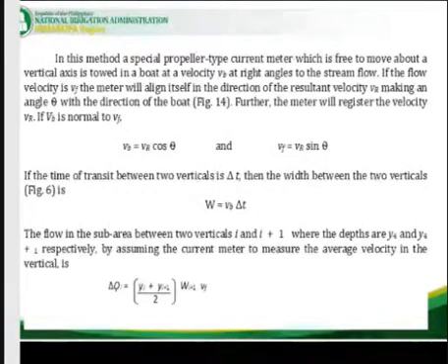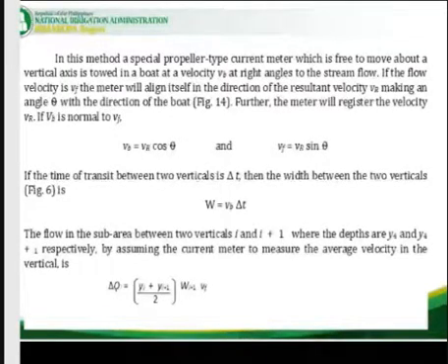In this method, a special propeller-type current meter which is free to move about a vertical axis is towed in a boat at a velocity v_b at right angles to the stream flow. If the flow velocity is v_f, the meter will align itself in the direction of the resultant velocity v_r, making an angle theta with the direction of the boat. Further, the meter will register the velocity v_r if v_b is normal to v_f. v_b equals v_r cosine theta and v_f equals v_r sine theta.